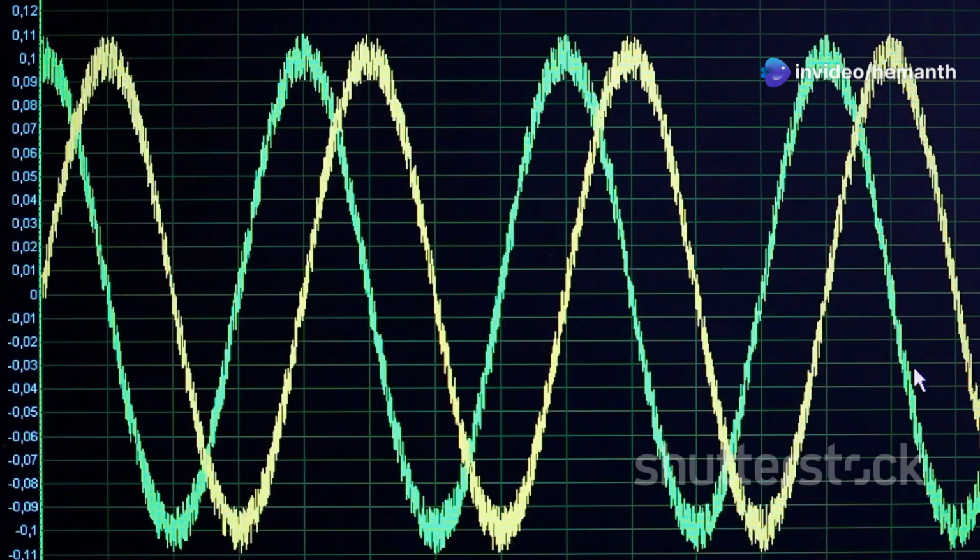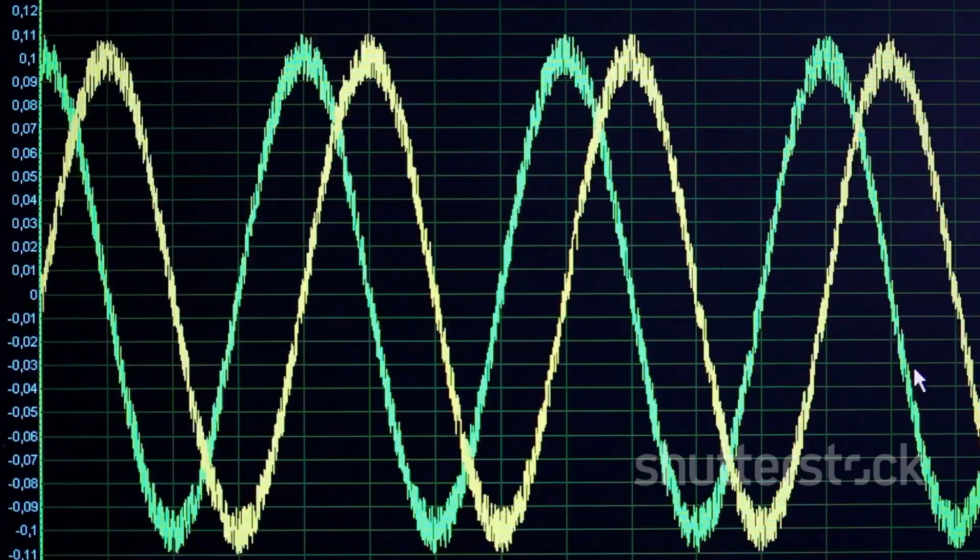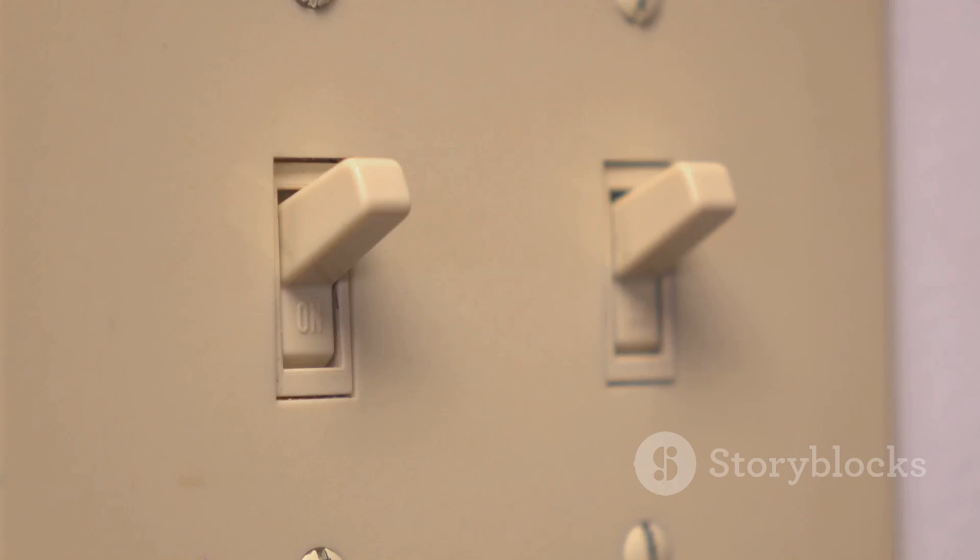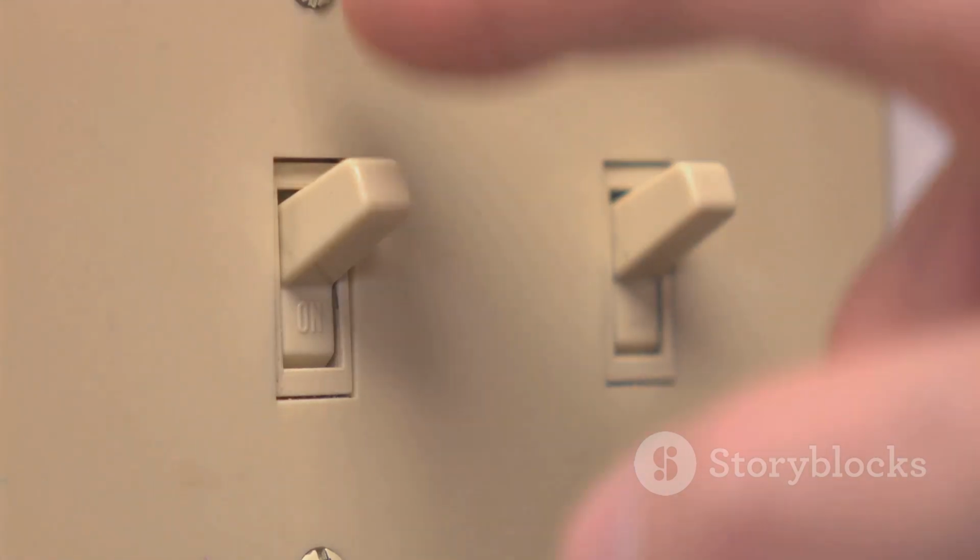Digital signals are discrete, meaning they can only be one of two states, high or low. A light switch is a good example. It's either on or off, with no in-between.